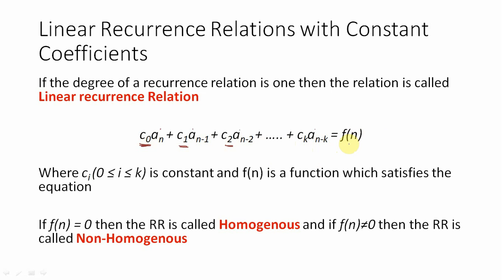Now this Fn is a function that satisfies this recurrence equation. If this function Fn is equal to 0, that means if this expression C0 an plus C1 an minus 1 plus C2 an minus 2 up to Ck an minus k is equal to 0, then it is called a homogeneous recurrence relation. And if Fn is not equal to 0, then it is called a non-homogeneous recurrence relation.